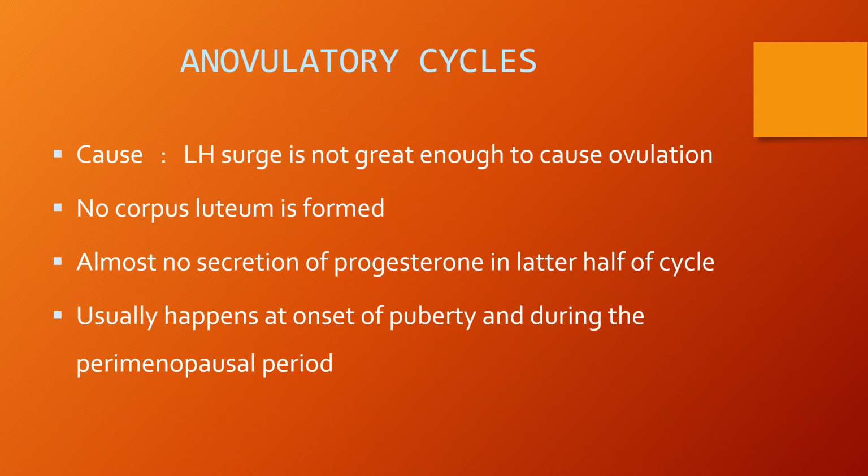Now for the anovulatory cycles, the cause will be that there will be an LH surge, okay, but the LH surge is not great enough to cause ovulation. No corpus luteum is formed, so no progesterone is secreted. Okay. This usually happens at the onset of puberty and during the perimenopausal period. So these are your anovulatory cycles. This is the explanation for this one.